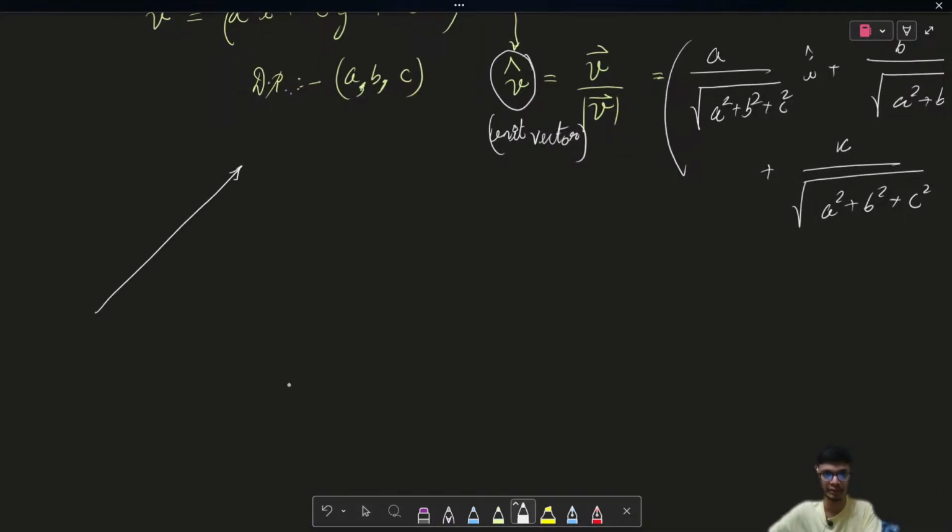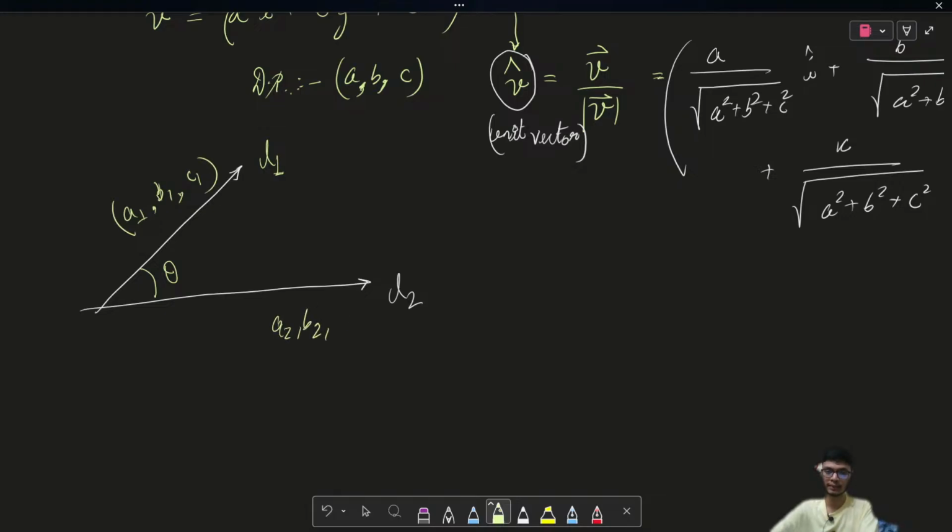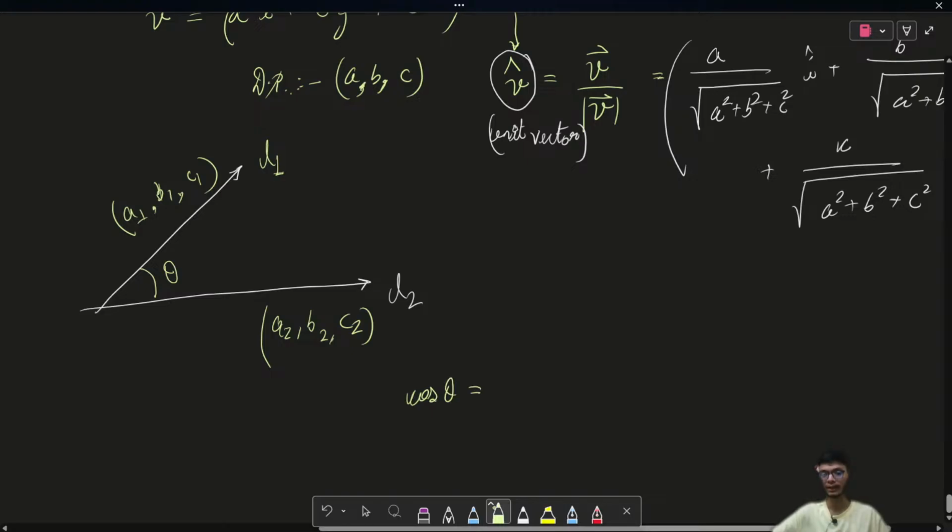So let us say I have two lines in three-dimensional space like this. This is my line number 1, this is my line number 2, and this is the angle between the lines. Let us say line number 1 has direction ratios A1, B1 and C1, and line number 2 has direction ratios A2, B2 and C2. If I have this formulation, I can easily find the angle between the lines as cosine of theta. I can consider these direction ratios to be the components of the vectors.